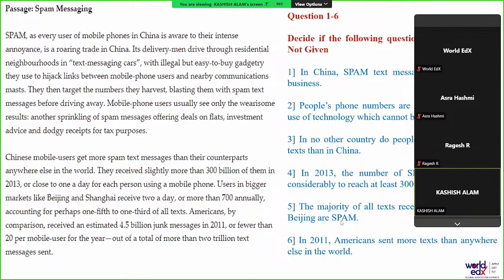Now here, one by one, what exactly do I have to verify? Is my text talking about other countries? Is my text comparing who receives more of the spam text? So here, "counterparts anywhere else in the world" is somewhere I am going with "no other country". China mobile users get more spam text messages, more in China as compared to the rest of the world, which marks my statement a true one. What about the fourth question? Anyone with the fourth question answer?